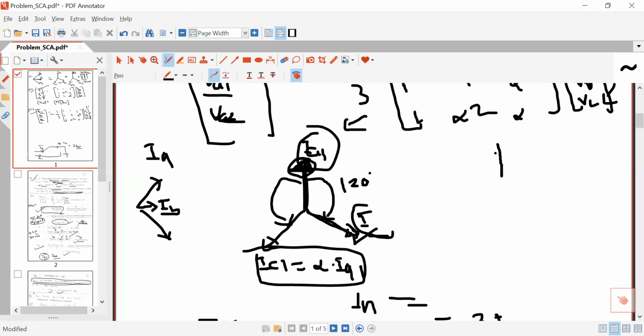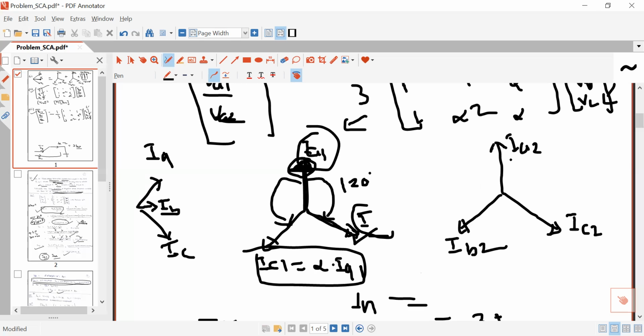Similarly, if IA2 is known, then you will have to draw the negative sequence component. Negative sequence component means its phase sequence will be just in opposition to the original phasor. So the negative phase sequence will have a phasor diagram like this. Now IA2 is known and the task is to calculate IB2. So you will have to rotate this vector in the anti-clockwise direction. So it will be alpha times IA2.